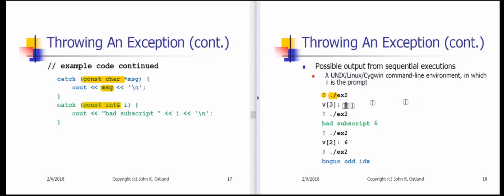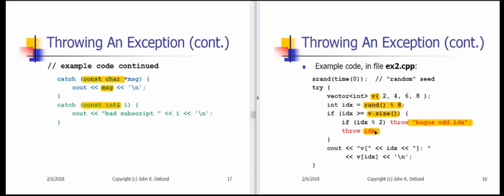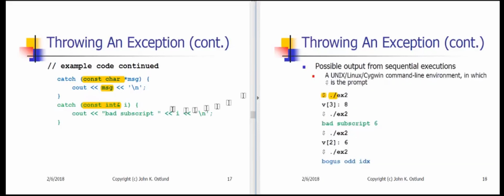Okay, so I do this once and I don't have an error. I get told that v sub 3 is 8. I execute it again and I get apparently a bogus even-numbered subscript generated. That throws an int, as you may recall. Let's take a look back on slide 16. All right, so if I get a bogus even-numbered index, that throws the int. The int is caught here on slide 17, and I display the message bad subscript and whatever the value is. So I get told bad subscript 6.